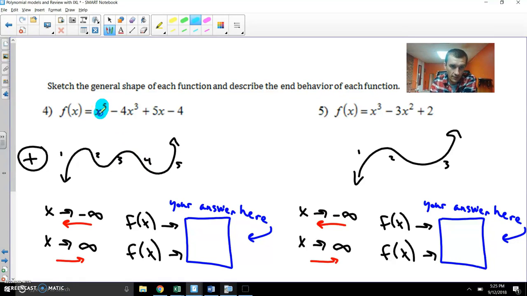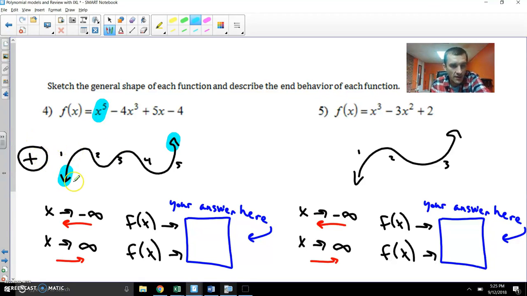So x to the fifth, okay, it's odd. That means you're going to have one end that's facing down, and you're going to have one that's facing up. Kind of like a line. X to the first power is a line, and it's just like this. One's going up, one's going down. But as soon as you make one even, like x squared, they're either both up or they're both down.